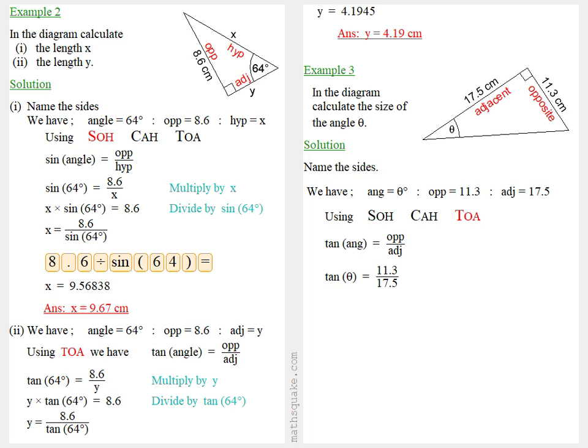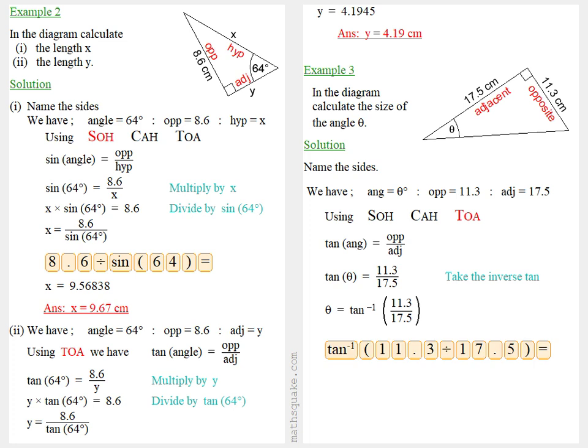And to calculate theta, this time we're going to have to take the inverse tangent of both sides. So the left-hand side becomes theta, and the right-hand side becomes inverse tangent, 11.3 over 17.5. Well, to type this into the calculator, we're going to have to type shift tan, brackets, 11.3 divided by 17.5, close brackets, equal, and we get theta is equal to 32.8509 degrees. So rounding it off, our answer is theta equals 32.9 degrees.